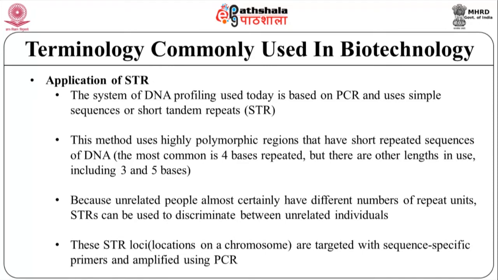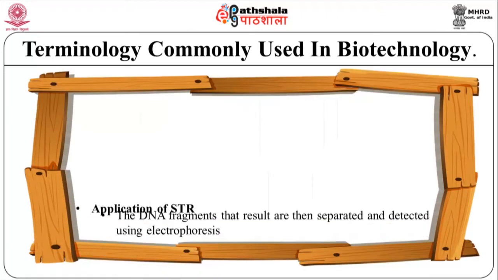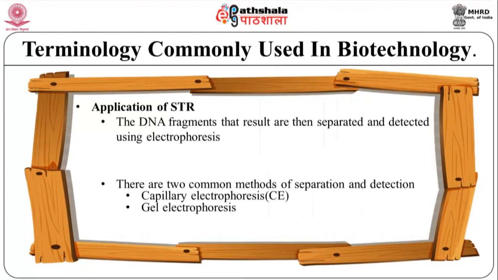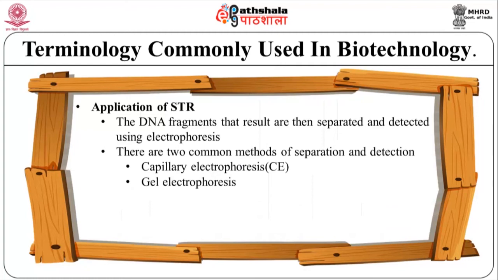These STR loci are targeted with sequence-specific primers and amplified using PCR. The DNA fragments that result are then separated and detected using electrophoresis. There are two common methods of separation and detection: capillary electrophoresis and gel electrophoresis.